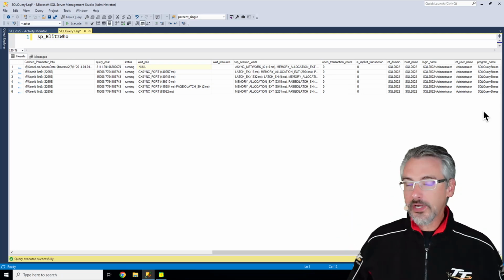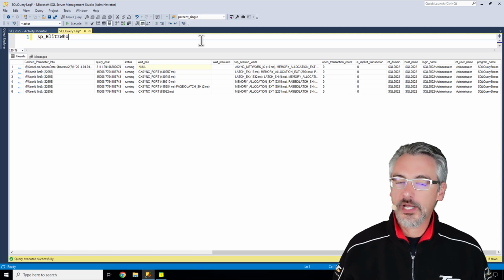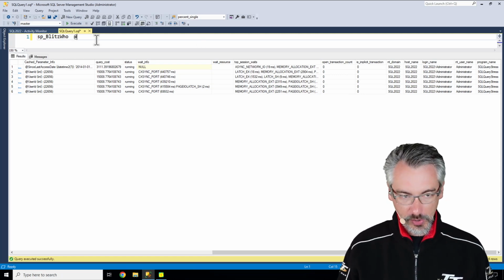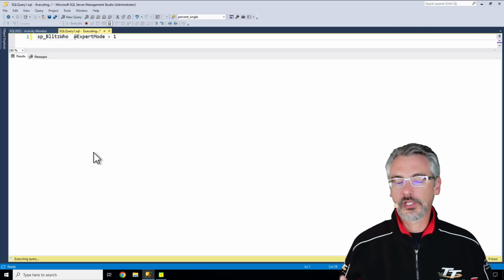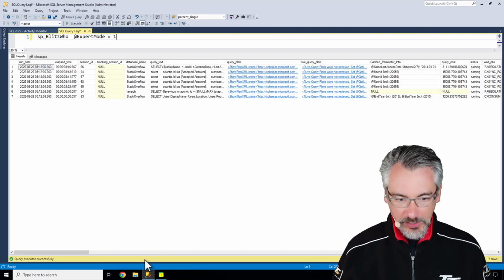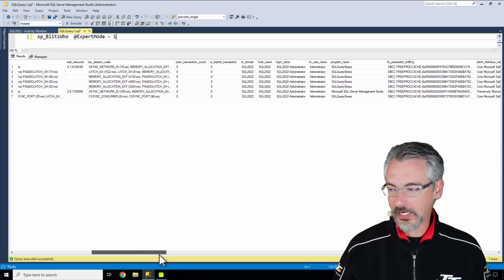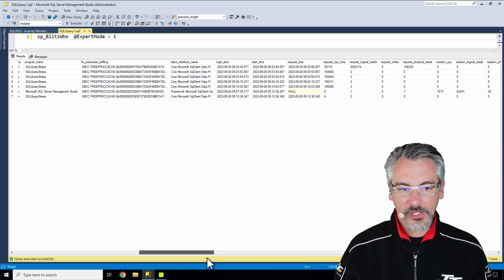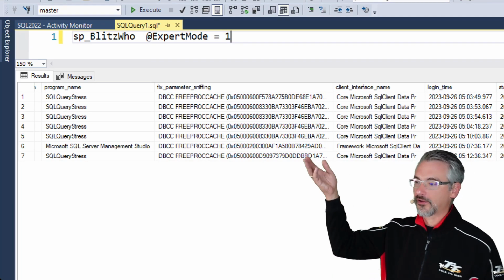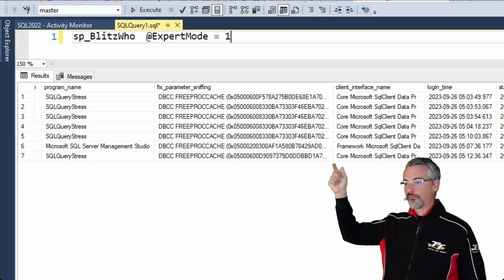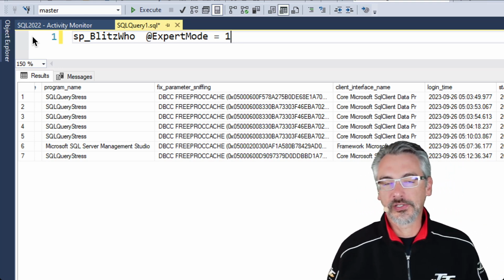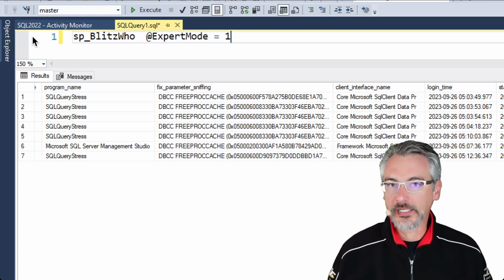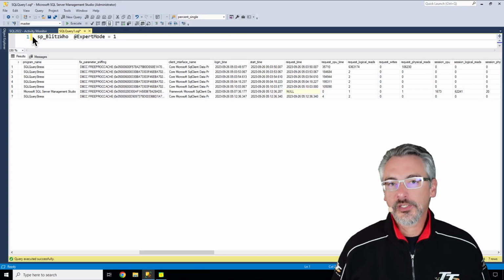And if you're an in-depth query tuner, you can also get more information about things like memory grants. There's an expert mode. If I type in expert mode equals 1, it gives you even more columns, things like memory grants, past execution plans. We can scroll across over here towards the right. You can see more things about, for example, if you're having a parameter sniffing problem with that one line, you can go blow that one plan out of cache instead of doing those time-intensive things like updating statistics or rebuilding indexes. That is sp_BlitzWho.